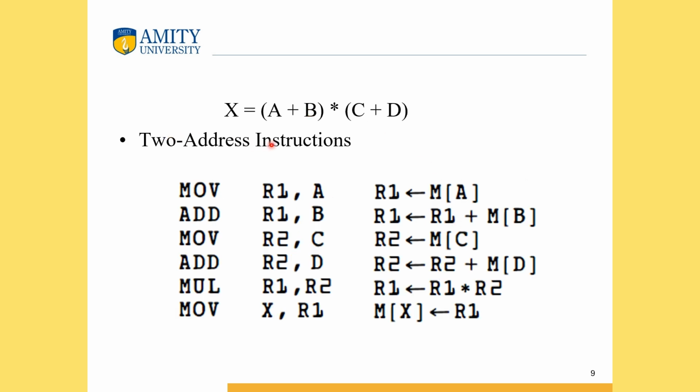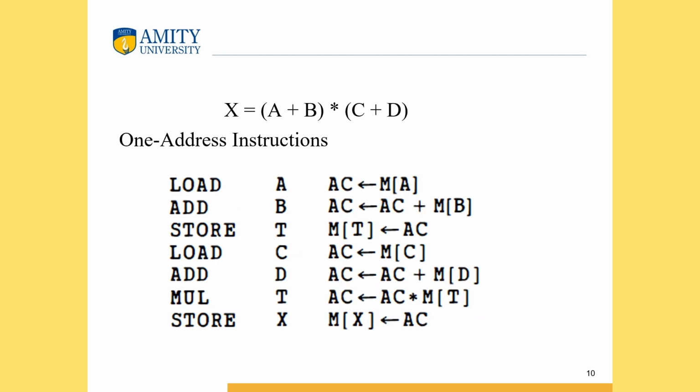In the same way we have the two address instruction. This is also a similar explanation for the general organization, the second example. In this we are using only two addresses, so we are storing A in R1 and then we are adding B to R1, then again we store C in R2 and then we add D to R2. Finally, we're multiplying R1 and R2 and we store the result back into R1. So we're updating the value of R1. Hence, in this one we are using only two addresses, but still this is an example of a general organization.